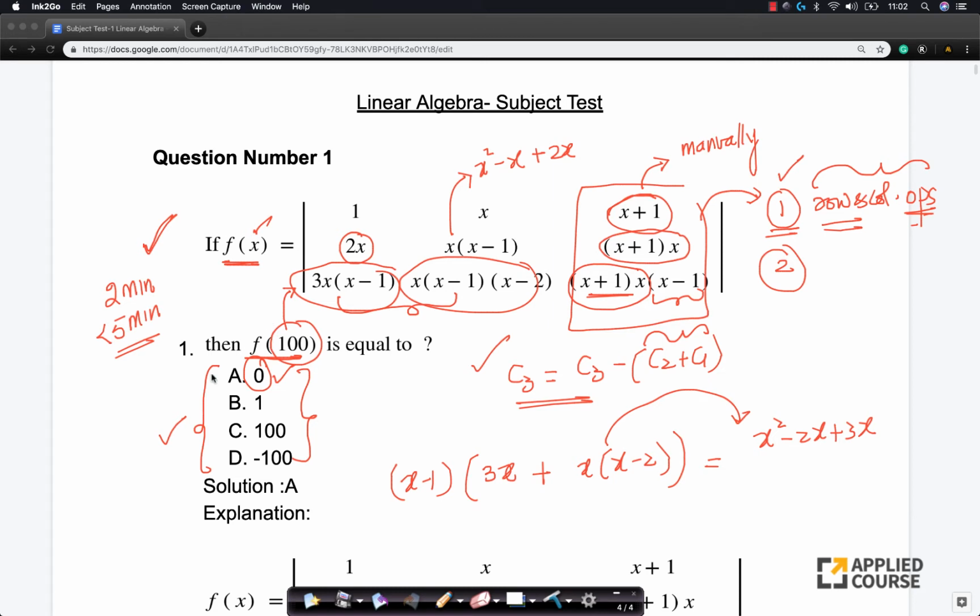The key takeaway here is, by looking at the options and by looking at the number being very large, you have to recognize that you can't solve it manually because it's too tedious, and the examiner, the person who has set this question paper, wants you to solve it in 2 to 5 minutes. Hence, there must be some other properties that we can employ, like row and column operations.